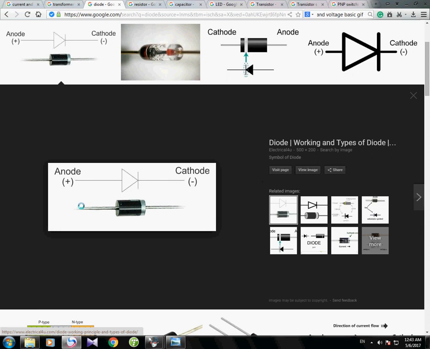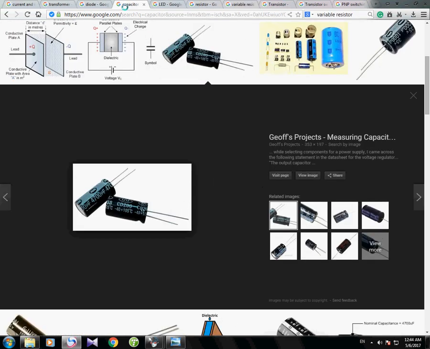We will use this device to convert AC to DC, alternating current to direct current. We will talk about it later. Now another basic device, that is the capacitor. A capacitor is a device that stores charge for a very short time. We will use this device for filtering, and how it filters we will talk about later.